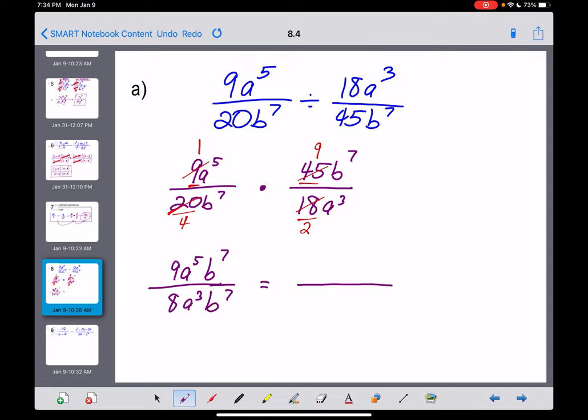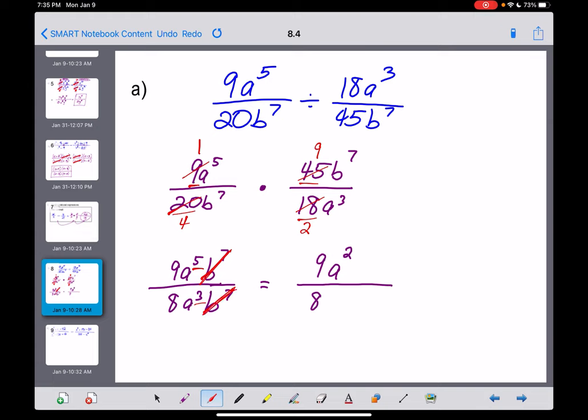So what can we do to clean that up? Nothing can be done with 9 over 8. That just stays. With the a's, there's 5 of them on top, 3 of them on bottom. So the a's are going to end up on top, and how many are left after their war? 5 minus 3 leaves me with 2 a's that are left. And then where do the b's end up? Nowhere. We have equal-sized armies.